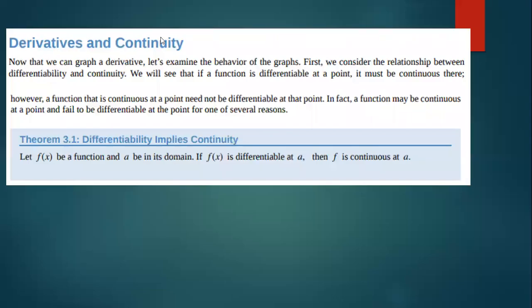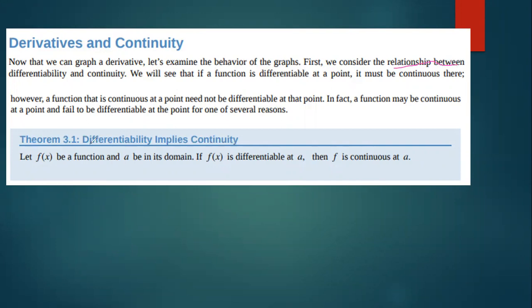Okay, so today we'll discuss derivatives and continuity. Let's start with what a derivative is and how we can attain continuity in derivatives. Now that we can graph a derivative, let's examine the behavior of the graph. First, we consider the relationship between differentiability and continuity.